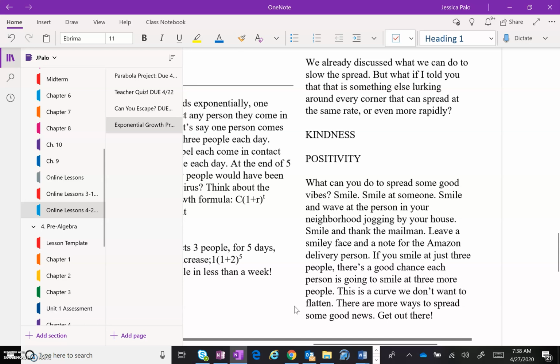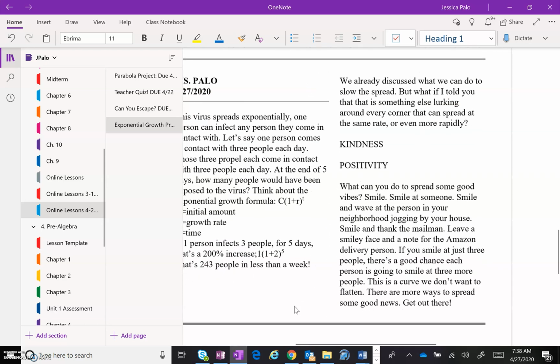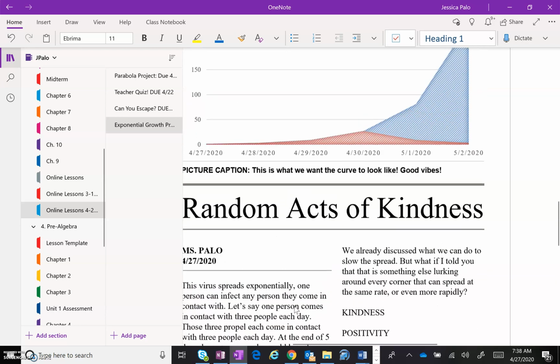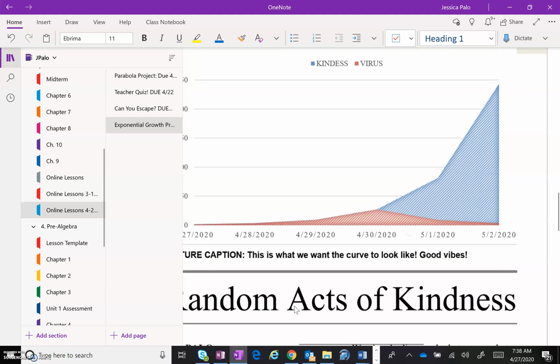And hopefully my smiling will spread as rapidly through the population. And this is a curve that we don't want to flatten. We want to keep this kindness going on and on. So my data is represented like this.